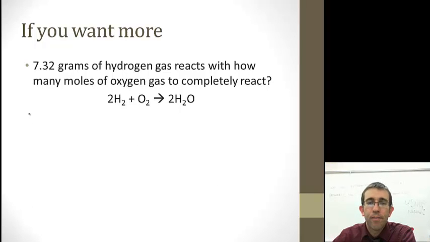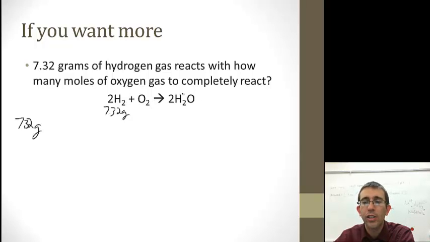Alright, this one, I don't tell you what type it is, but we can figure it out. I give you 7.32 grams of hydrogen gas. That's for this one right here, so 7.32 grams. And reacts with how many moles of oxygen? This is oxygen right here, right? Because H2O is called water. So, I don't know how many moles of this. I'm going to put that there. Now we know what we start with and what we want to get to.